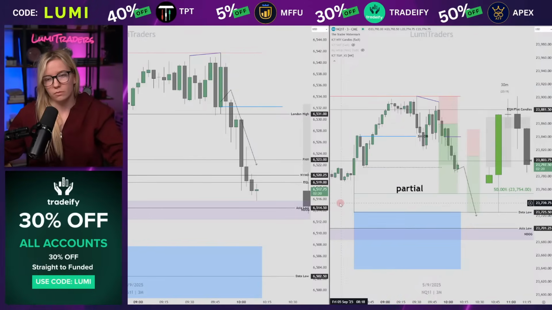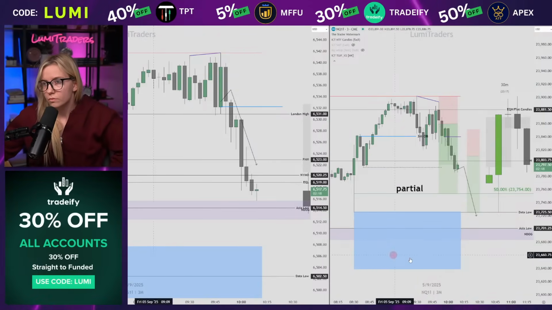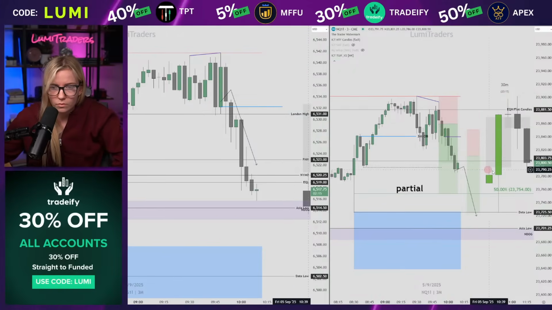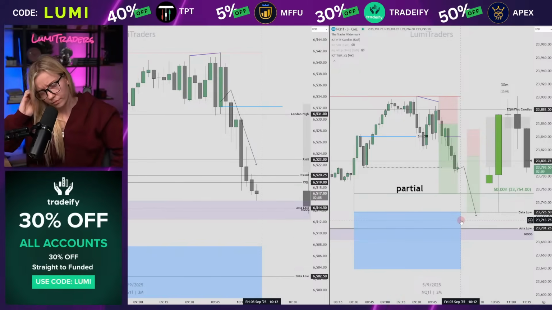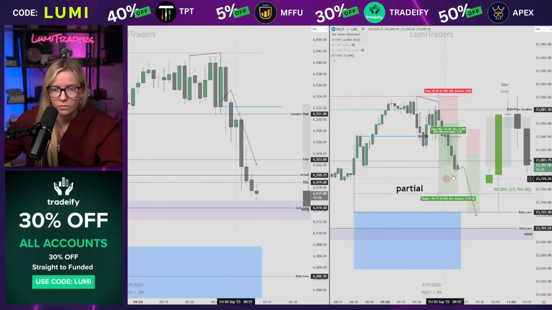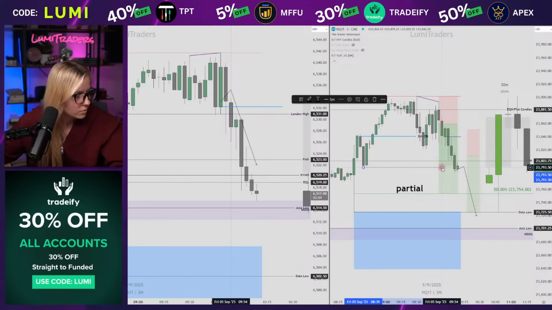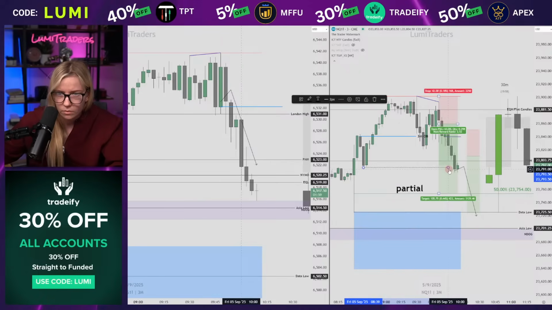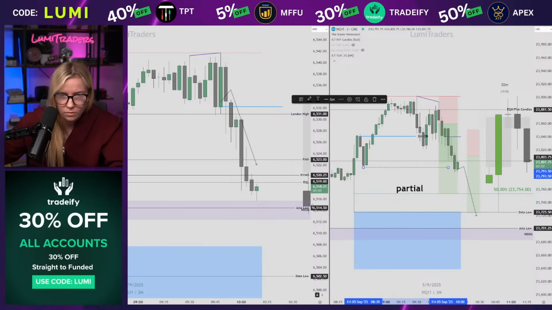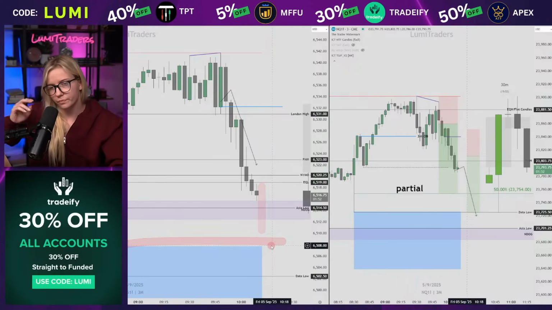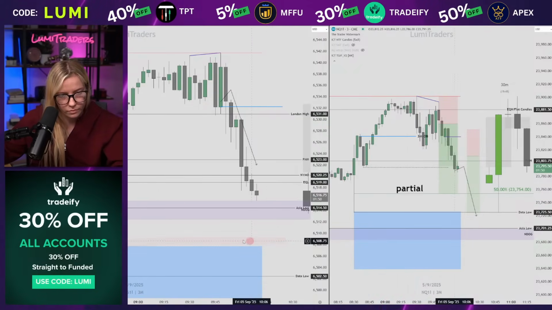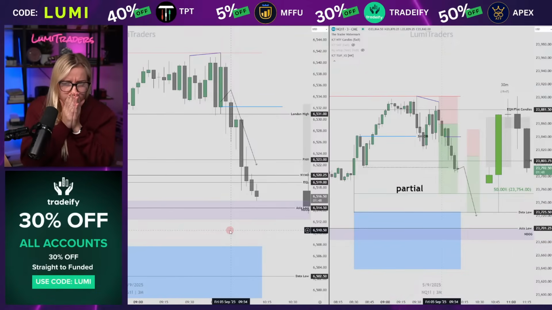Oh my goodness. Okay, there is logic behind this trade. Especially if it displaces right now, it should immediately go there. My bad.